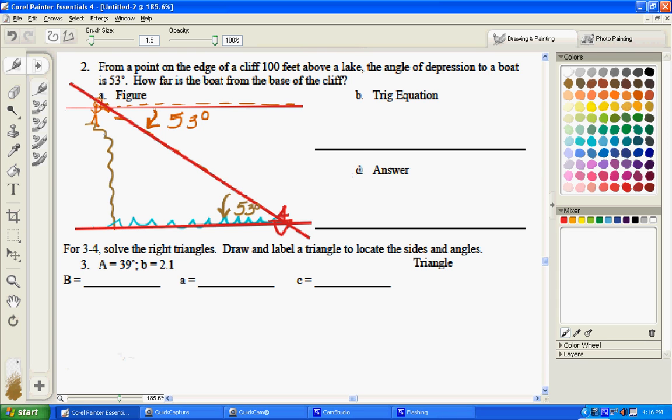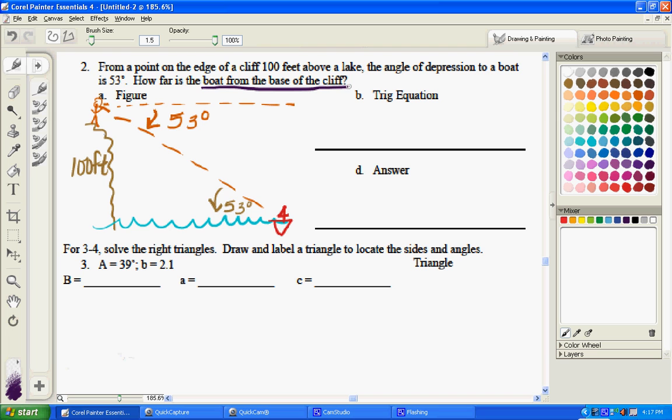Now, we could build the triangle upside down if you'd rather, but I know that that freaks a lot of my kids out, so I want to go ahead and set that up correctly. So I'm going to take out the red lines and just put in those 2 congruent angles here, okay? The other piece of information that they give us is that the cliff is 100 feet off the level of the lake. Now, what they're asking us for is how far is the boat from the base of the cliff? Well, here's the boat, and here's the base of the cliff. The distance between them is what we're looking for.